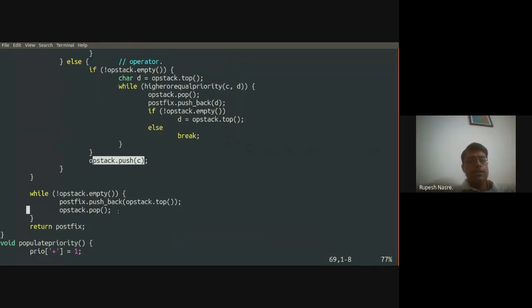In the end, whatever is the remaining stack, we just print it. So we pop the element and go on. So popping, yeah, so that is the peek and then pop. So we pop the element and keep pushing to the output. So that is the final part of the code. That is what we saw on the slide. Any questions on this part?